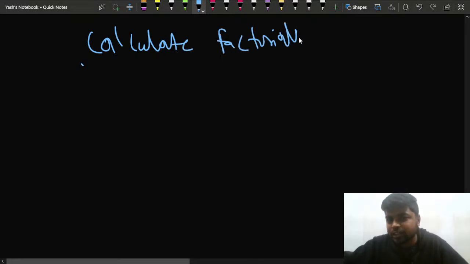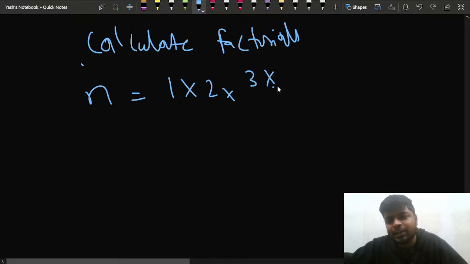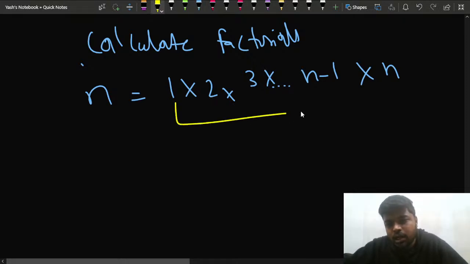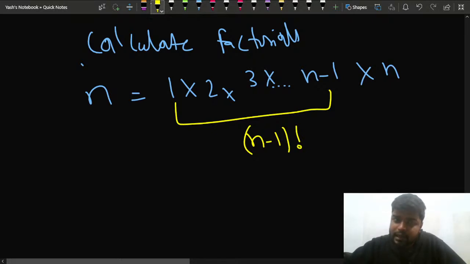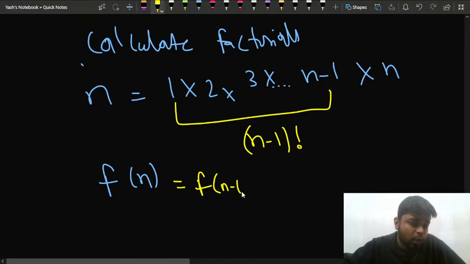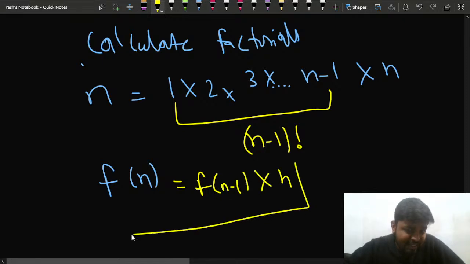If I have calculated 4 factorial, and I have to calculate, let's say, n factorial, so n is 1 into 2 into 3 up till n minus 1 into n. And this particular part would be already calculated, it is also known as n minus 1 factorial. So what I'm saying is, factorial of n is nothing but factorial of n minus 1 into n. This is the thing that I'll be using.